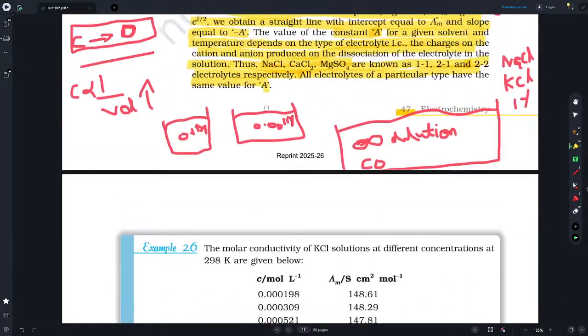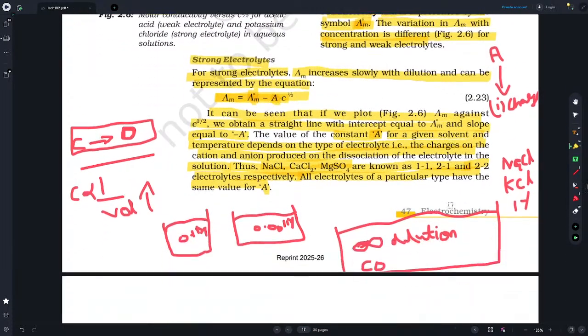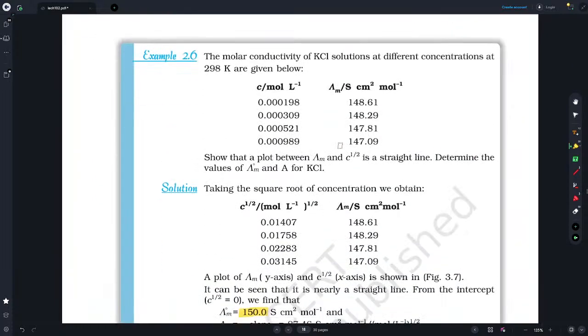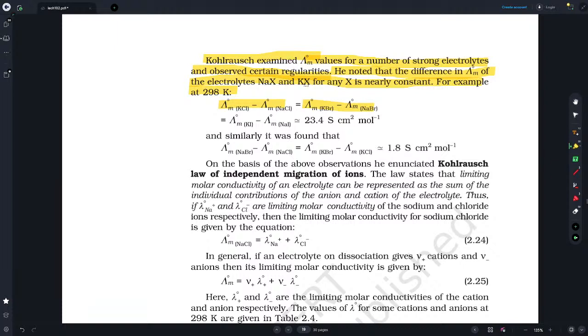Why? Because we saw that A depends on the charge obtained. So NaCl and KCl give the same charge, and here as well. For example, NaX and KX after dissociation will have the same charge, and X is nearly constant. He took the difference between the limiting molar conductivities of KCl and NaCl, and of potassium bromide and sodium bromide, along with potassium iodide and sodium iodide, which all came to be approximately 23.4 Siemens centimeter square per mole.